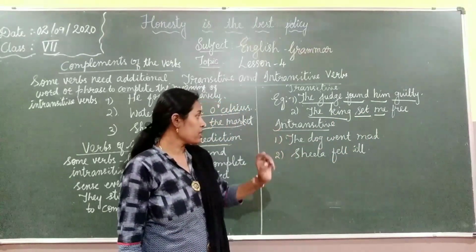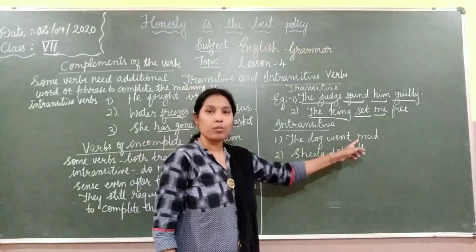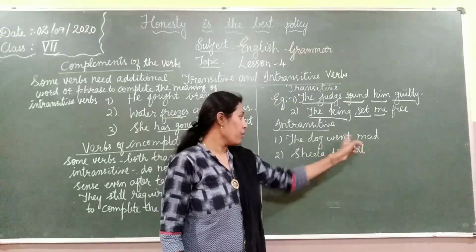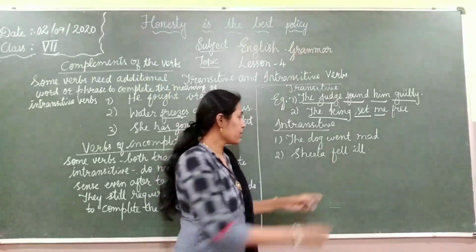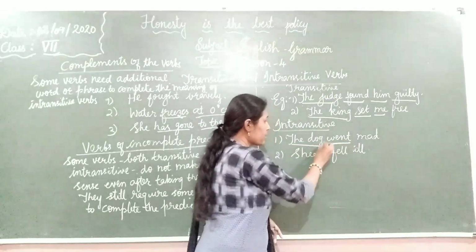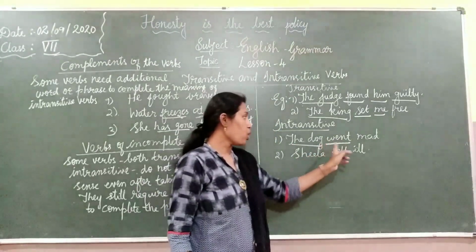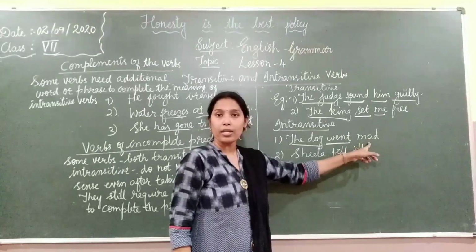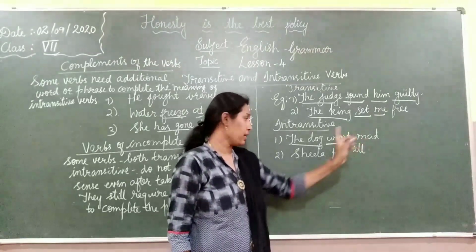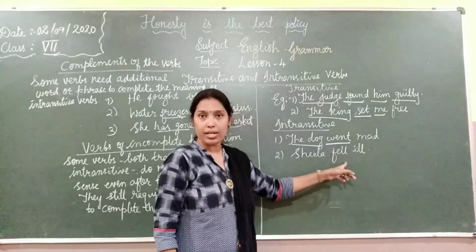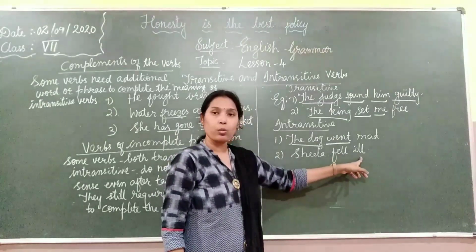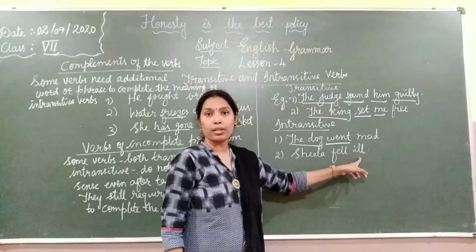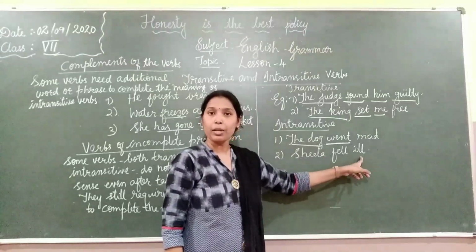Okay. In intransitive verbs, the dog went mad. The dog went mad. Next, Sheila fell ill. This is what? The dog went. This is intransitive verb. The dog went mad. Okay, mad is used to complete the sentence. Sheila fell, intransitive verb, but use the word ill to make the sentence complete as a predicate.